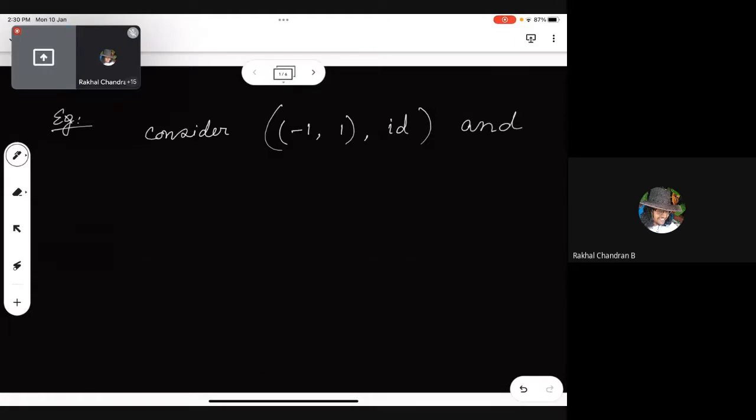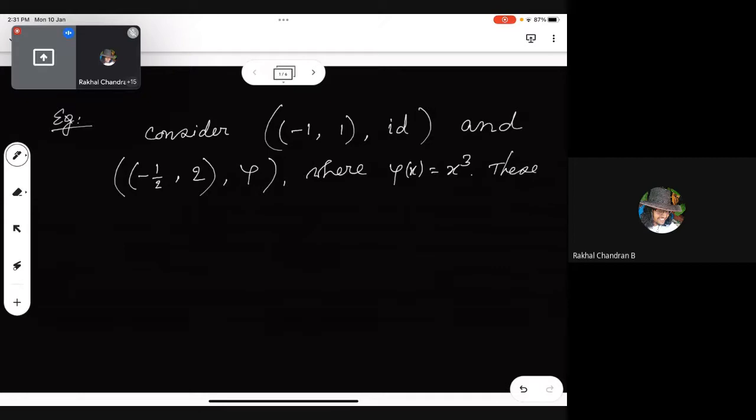And look at this one: -0.5 to, let's say, 2, whatever you want to put, 1, 2, doesn't matter. Phi, where phi x is x cube. So these are two charts in R, right? So are these compatible? So the question is, are these compatible?